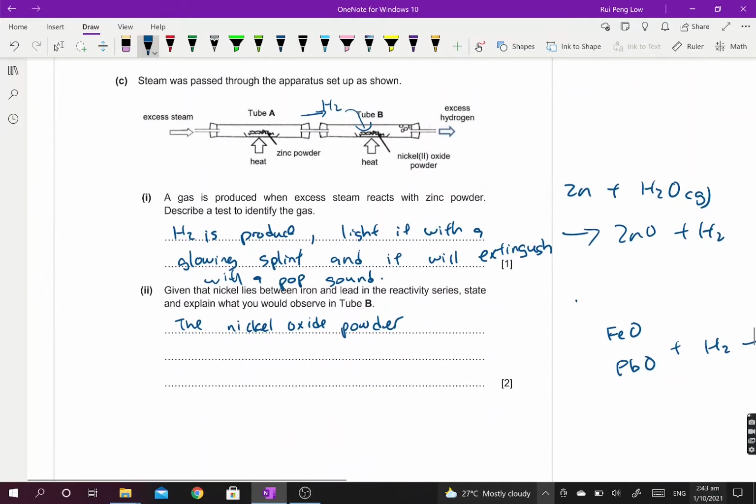So the nickel powder will be reduced. The green powder, what is the green powder? The green powder is your nickel oxide. So let me help you. Nickel oxide will turn silvery. Now, silvery is what? Silvery is your nickel.